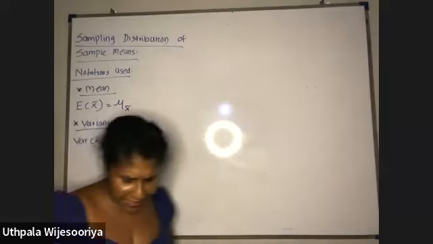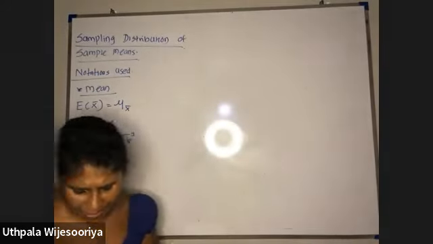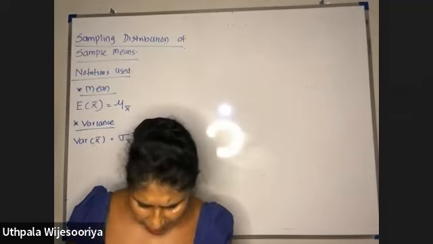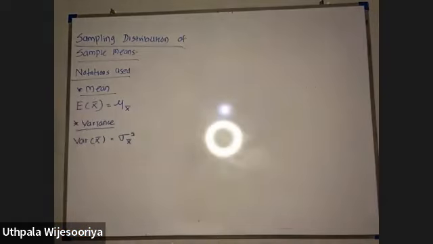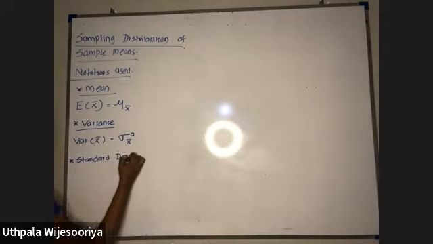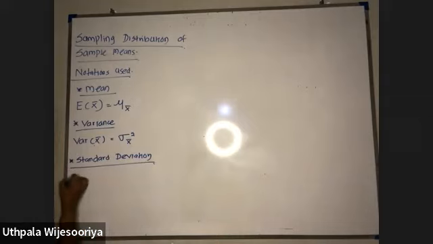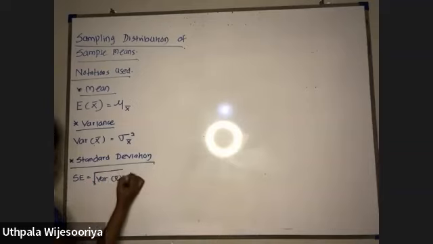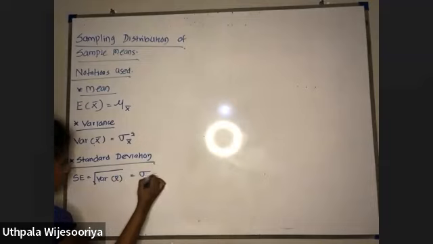Then standard error, that is the standard deviation of the sampling distribution of sample means. So that is called standard error. Standard error or standard deviation is what? The square root of the variance of X bar, denoted as sigma X bar.